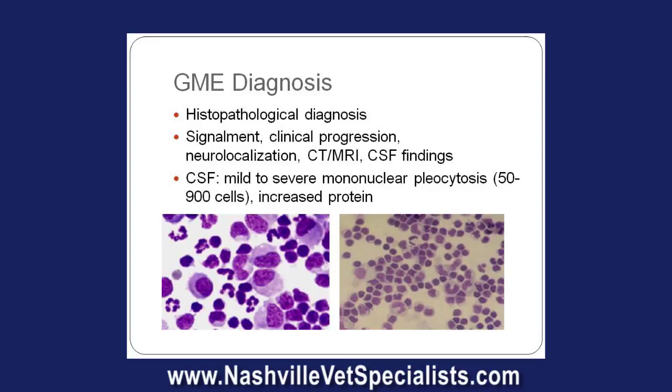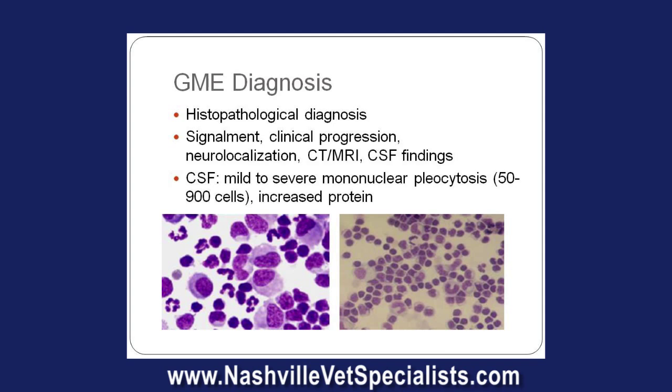So what you're going to see on CSF is an increase in white blood cells, and the degree doesn't necessarily coincide with the severity of the disease. I see some dogs that have severe changes on MRI or come in with severe clinical signs, and they have really mild increases in their white blood cells, and other dogs that have a huge increase in white blood cells with only mild clinical signs. These dogs can have a normal CSF, about 10% of them will. So that's where it's important that the imaging and the CSF go together.